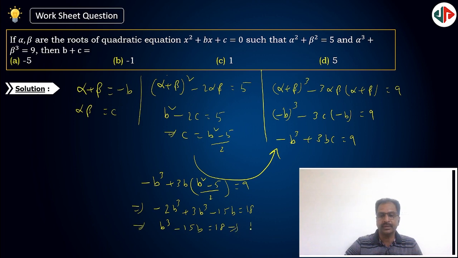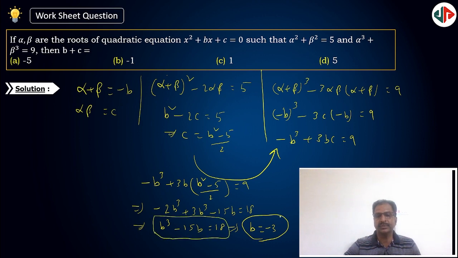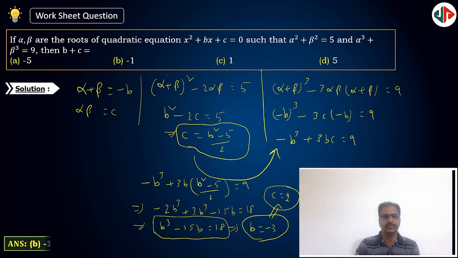By trial and error method, b value will be minus 3. By trial and error method, b equal to minus 3 satisfies this equation. If b is minus 3, what is c? Substitute here. b is minus 3 implies c is equal to 9 minus 5, 4 by 2, 2. Therefore, what is b plus c? Minus 1. Option B.